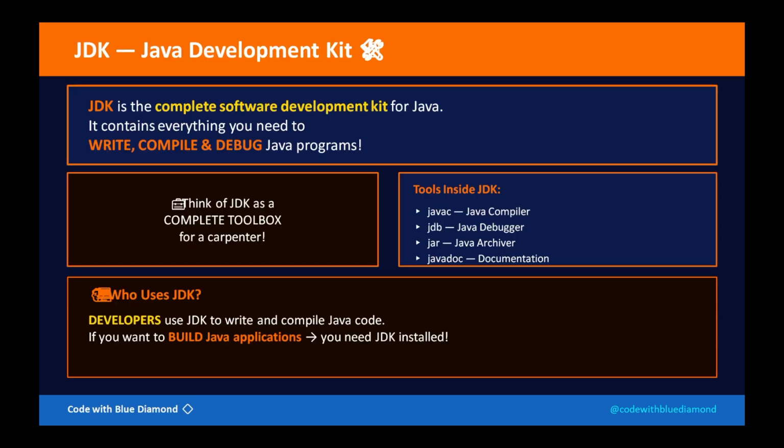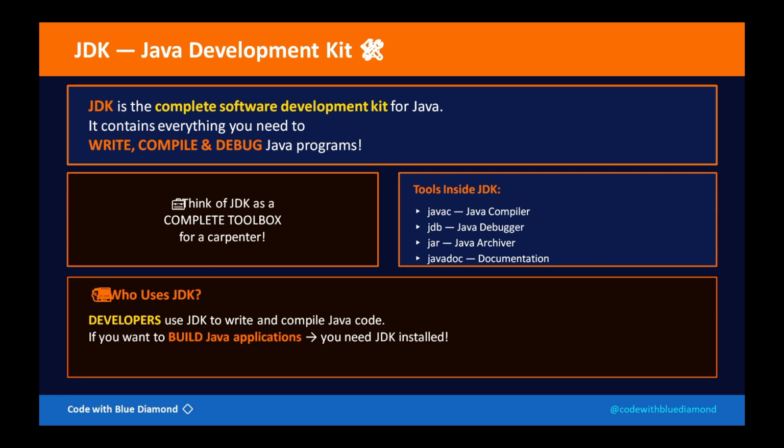First, let us talk about JDK. JDK stands for Java Development Kit. JDK is the complete software development kit for Java. It contains everything you need to write, compile, and debug Java programs. Think of JDK like a complete toolbox for a carpenter. It has all the tools like hammer, drill, saw, everything. What tools are inside JDK?